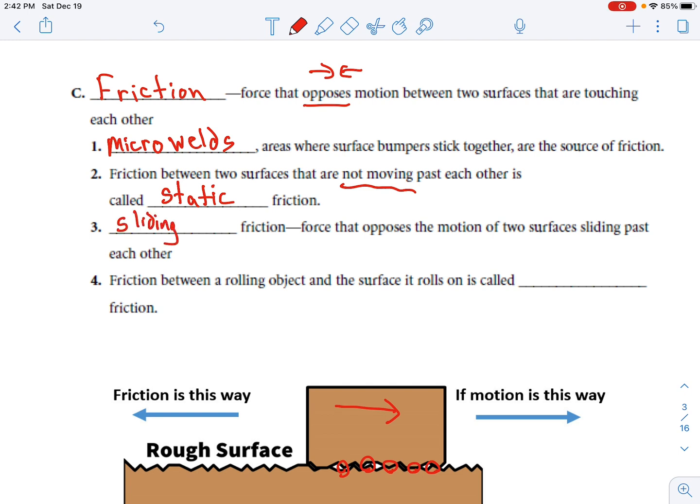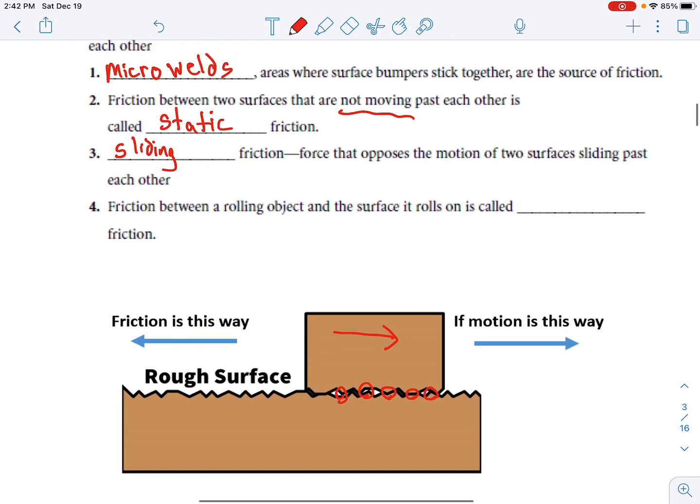And this picture down here is sliding friction. Two surfaces sliding past each other, like these two boxes. This would also be your hands rubbing together.